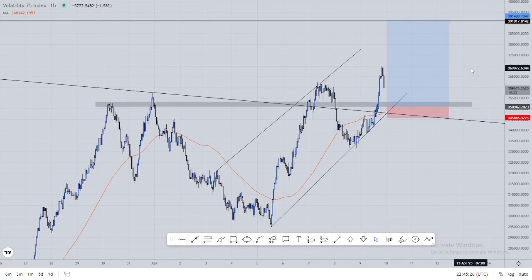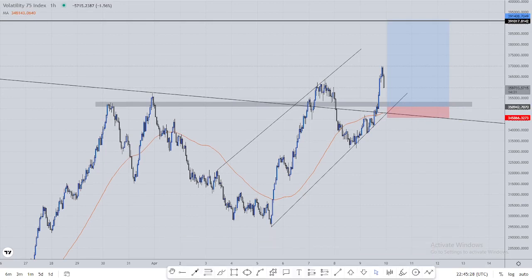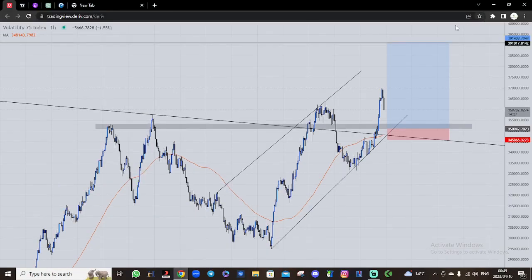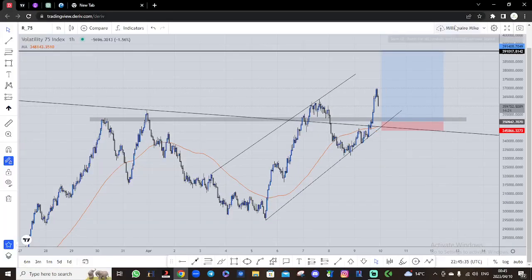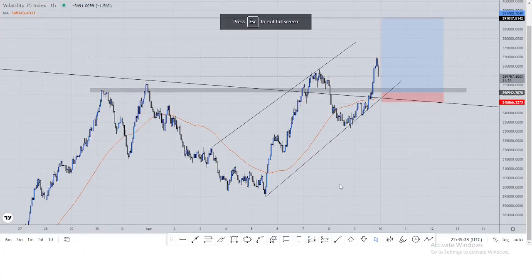Right. Once it comes there, we are simply going to buy. No need to ask questions. Right. So this is my structure for Vix75 as well as for Crash 500.